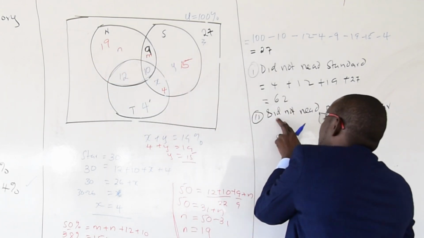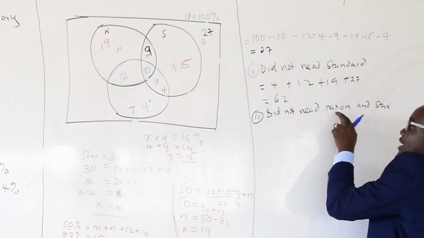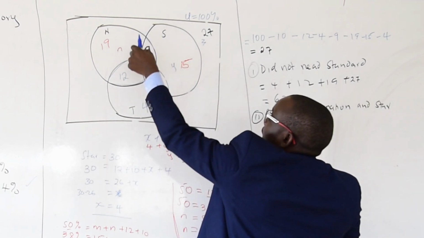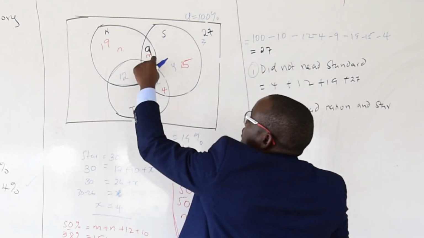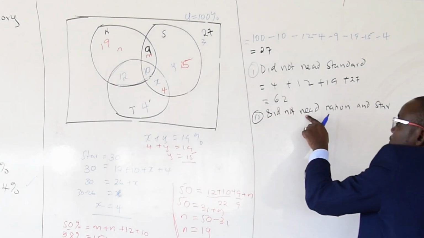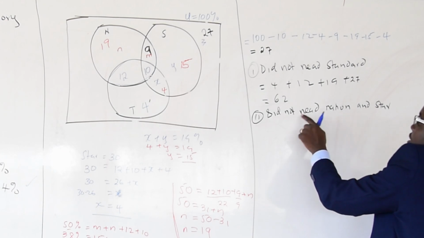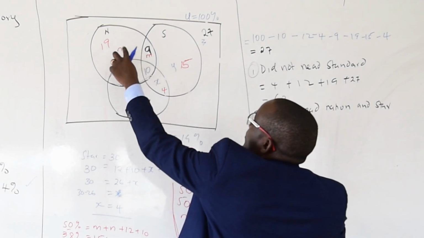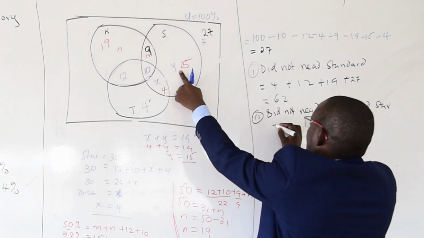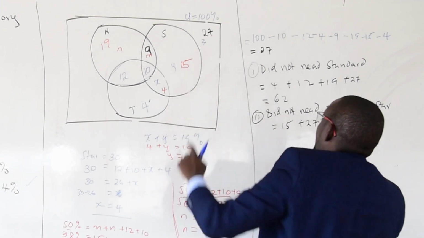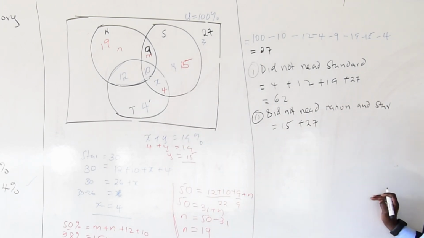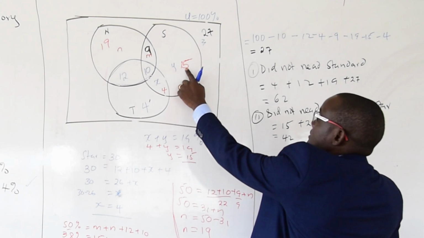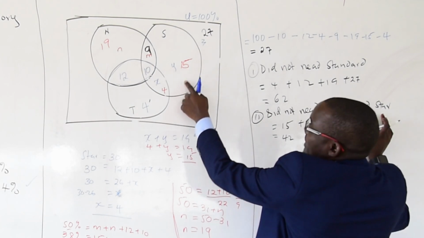This question you can look at it both ways. If you're told those who did not read both nation and star, we would be looking at those who are outside this circle. We know nation is here, star is here. But we are looking at those who did not read nation and star. So that means it is anybody who never read any of the two, anybody who is outside the circle. And that one is 15 plus 27. This equals 42. These ones never read nation. They never read star.